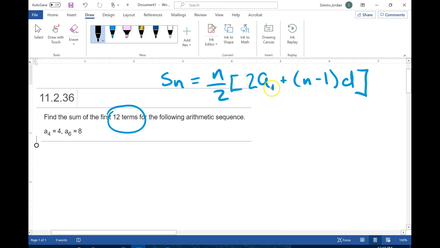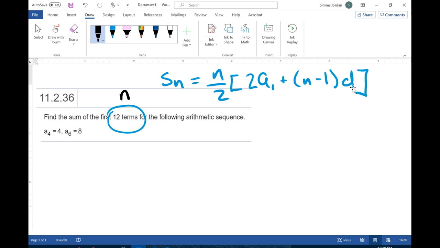We need to know the first term in the sequence. We also need to know n, which we do know. That is n right there, 12. So n is 12. But we also need to find d. Now, what MyMathLab does, as you said in your email, is it goes through this little rationale thing.